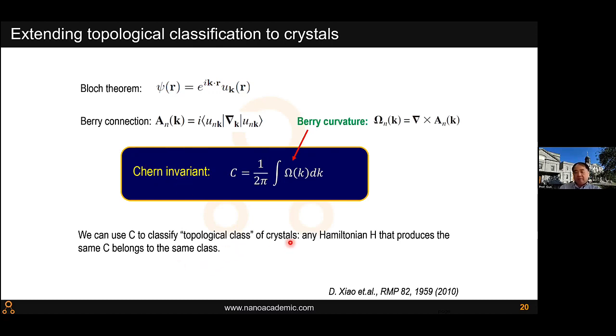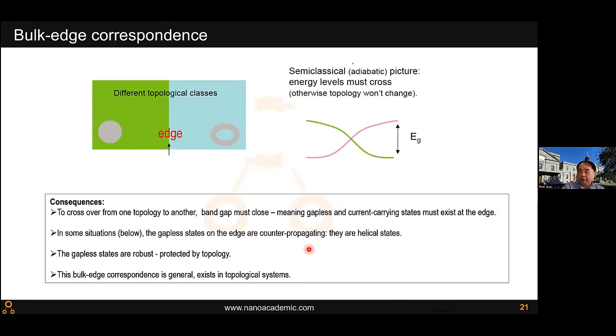Okay, so we can classify silicon, germanium, all sorts of band structures. Some of them have different numbers and they belong to different topological classes. So all of this fuss about topological insulators is basically calculating different kinds of this invariant. The very important thing about this topological class is that suppose I have an insulator, a semiconductor here, and another semiconductor, and they belong to different topological classes. It's possible, okay, they have different Chern numbers. Then at the interface of this material system, you're going to have an edge state, which is a conducting state.